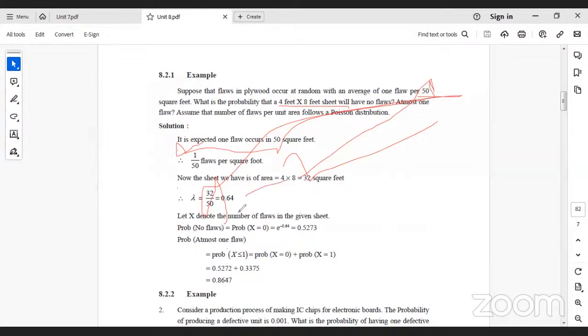So let x denote the number of flaws. By the formula, P(x = 0) is e power minus 0.64, and that value is 0.5273. So for probability x less than 1, x is equal to 0. We have to substitute: for x less than 1, P(x = 0) is 0.5273, and P(x = 1) is 0.3375. How did he get 0.3375?